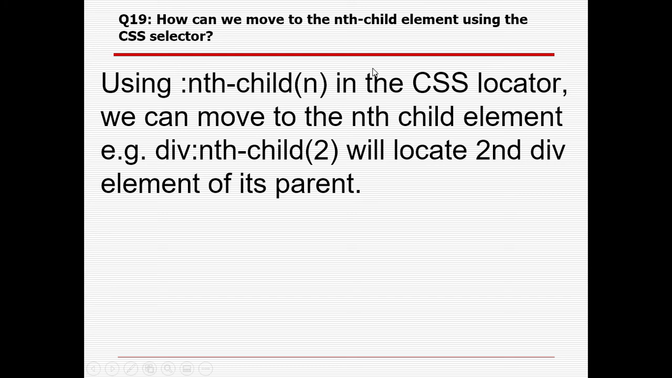How can we move to the nth child element using a CSS selector? In a similar way, with nth-child in the CSS locator, we can move to the nth child element, right? You can see div, then colon, nth-child, and you give the child index here. It will locate the second div element of its parent. So that's how you can move to the nth child element whenever you are creating a CSS selector.